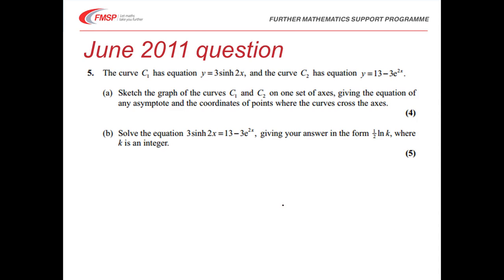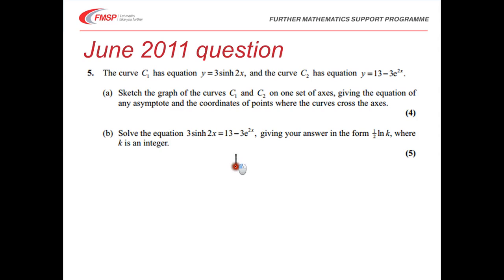Okay, let's have a look at the next question. So we've got a curve this time defined in terms of sine, and then a curve just defined in terms of the exponential function. It says sketch the graph on one set of axes given the equation of any asymptote and the coordinates of points where the curves cross the axes. Okay, so let's start with C1 first of all.